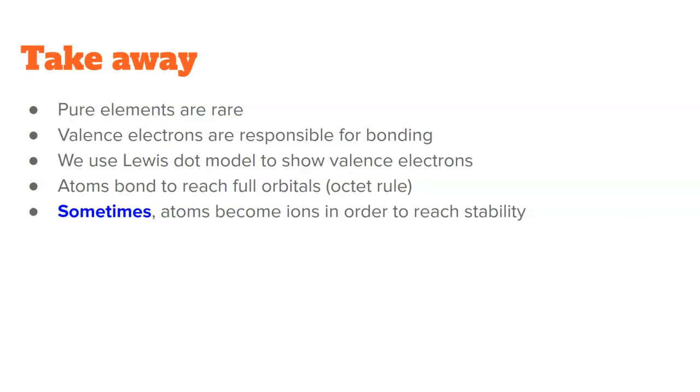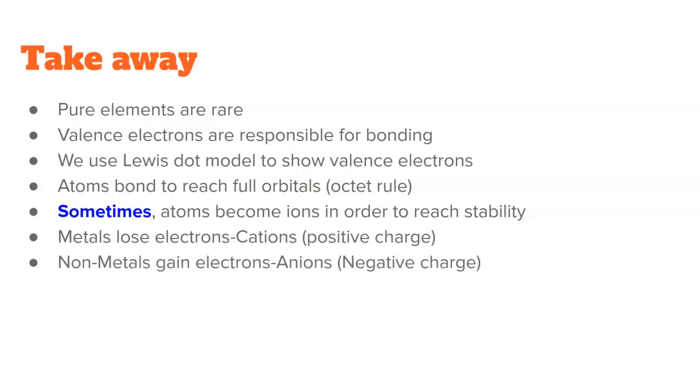Sometimes, not all times, and I'm going to show you both ways, atoms become ions in order to reach stability. Metals lose electrons, and we call them cations, and they have a positive charge. Nonmetals gain electrons, they're called anions, and they have a negative charge. And I think that's about it. Let me know if you have any questions.